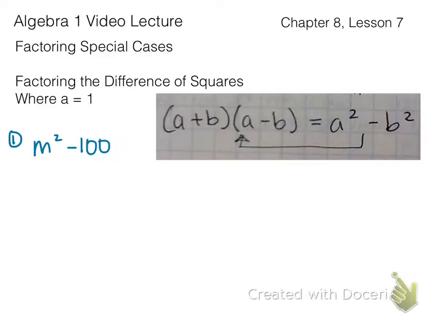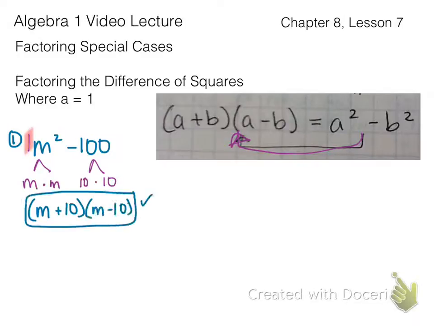All right, so factoring the difference of squares, where a is 1. In this case, a is actually m, and it has a coefficient of 1. There's nothing being multiplied by m squared. Because it's always a minus b, if a is a perfect square and b is a perfect square, then you just go back to the original special case. So m times m minus 10 times 10, pull out the m's, pull out the 10's, and because this is subtraction, that's how we know it's a difference.